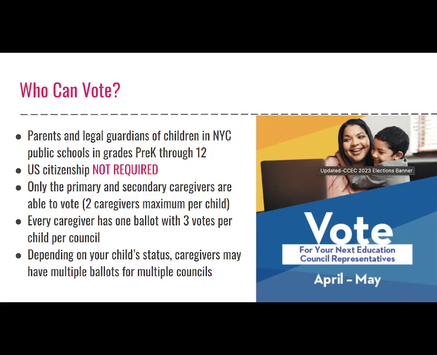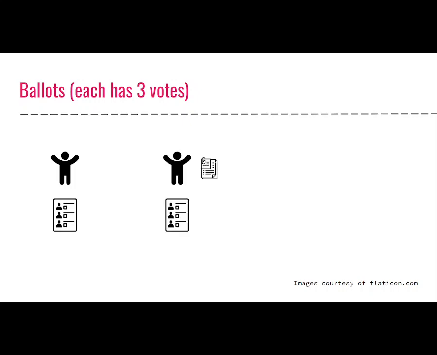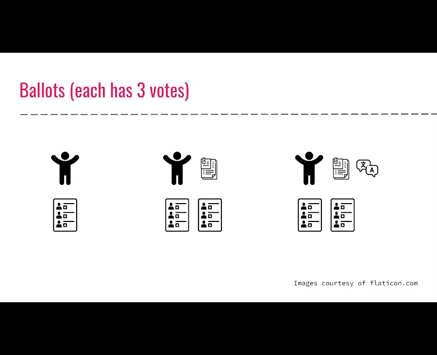Depending on your child's status, caregivers may have multiple ballots for multiple councils. Each ballot has 3 votes. If you have a child in a general education program, then you will have 1 ballot. If your child has an IEP, then you will have 2 ballots for 2 different councils. If your child has an IEP and is an English language learner, then you will have 3 ballots for 3 different councils.